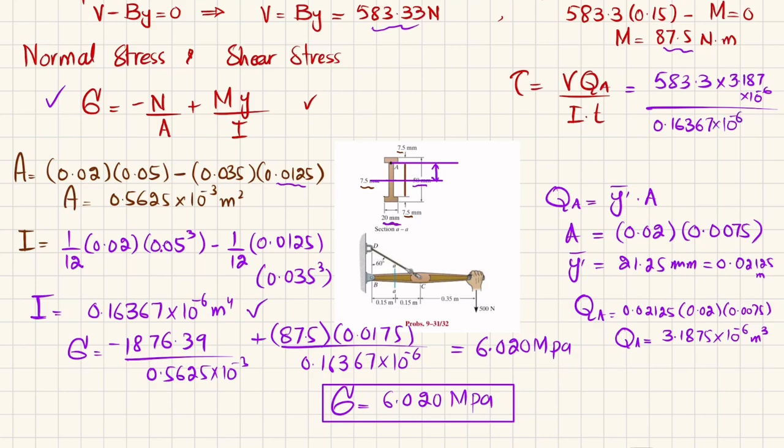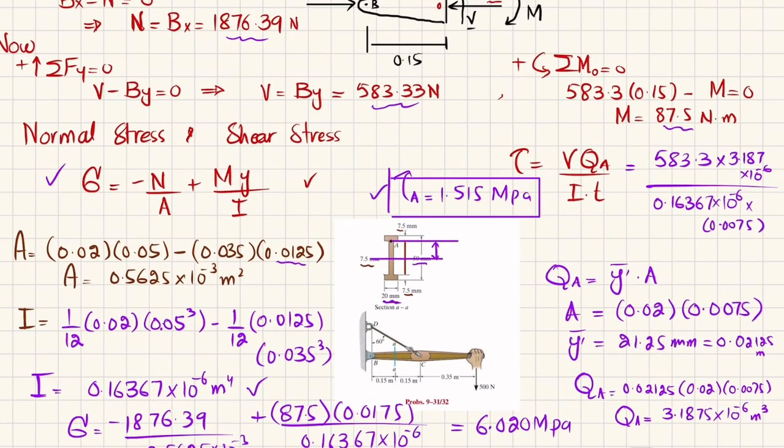And what about t? So t is this thickness, which you can see is 7.5, and 7.5 millimeter in meter is 0.0075. So when you calculate it, you will get the shearing stress at point A comes out to be 1.515 megapascal. Now you have both normal stress and shear stress.